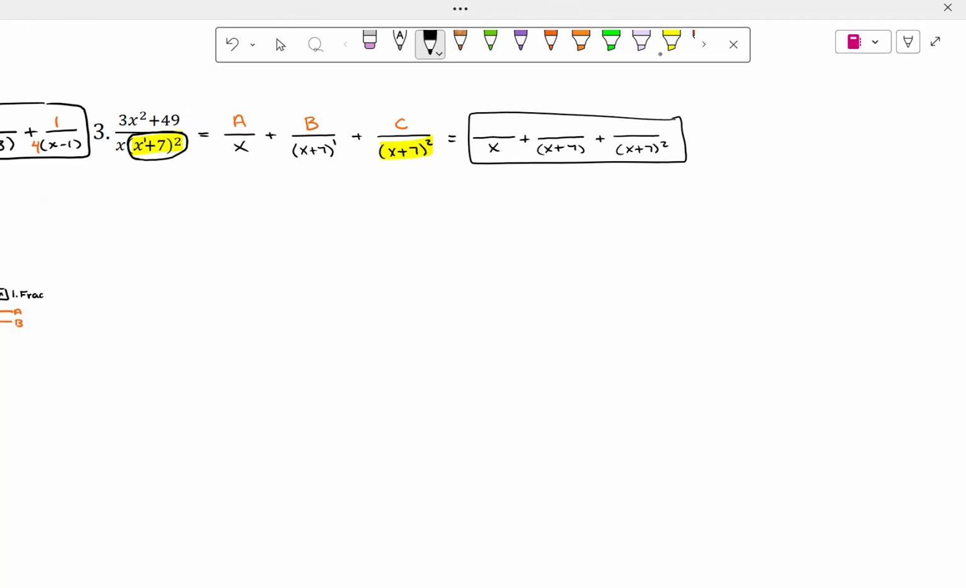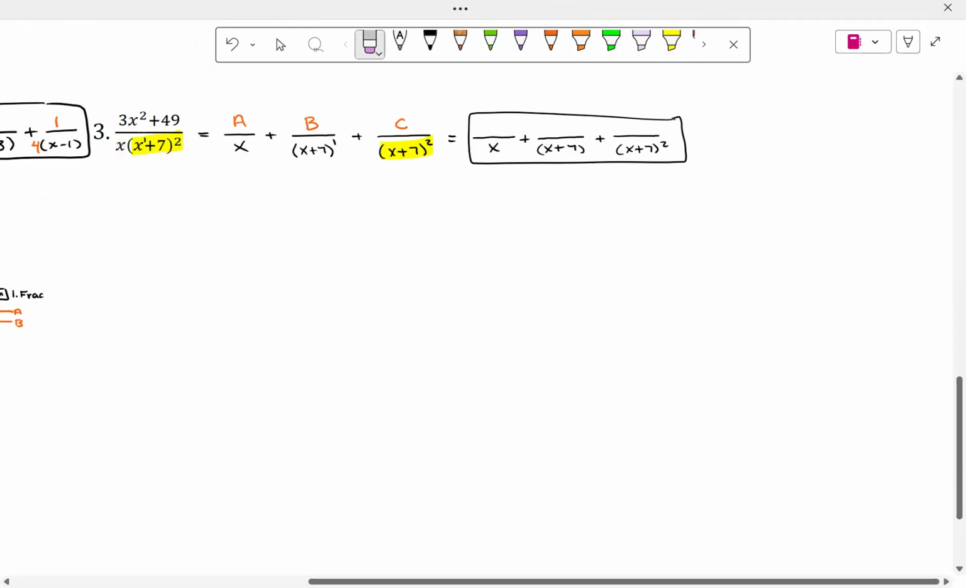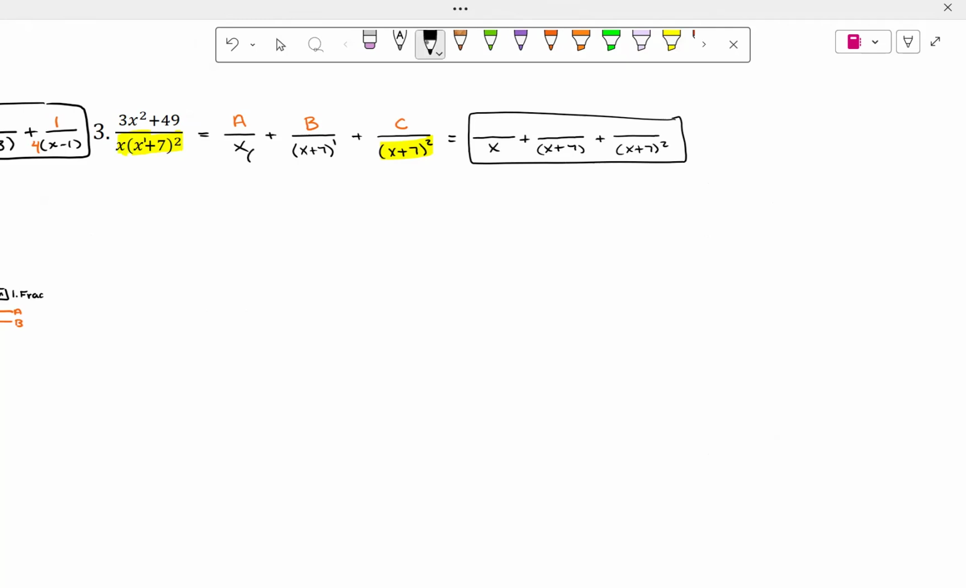To work towards getting that common denominator, I need an x, and I need 2 copies of x plus 7. Well, this first numerator has just an x, so I need 2 copies of x plus 7. X plus 7 quantity squared. What you do to the bottom, you do to the top. My next denominator has an x plus 7, 1 copy, but it needs 2 copies. And it also needs an x. So I'm going to have to multiply that by x and another copy of x plus 7 in the numerator and the denominator.